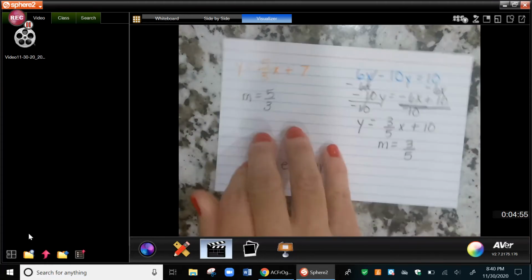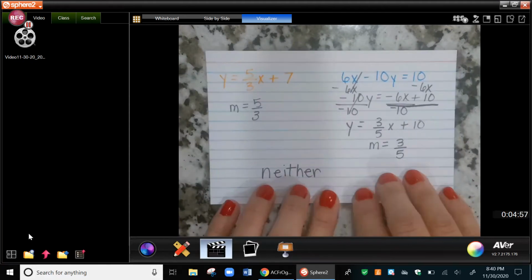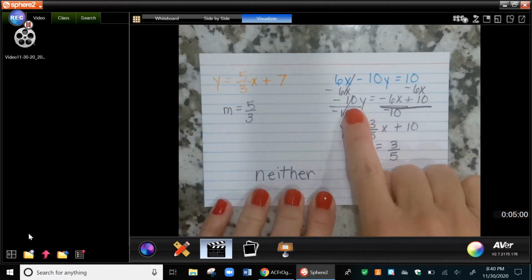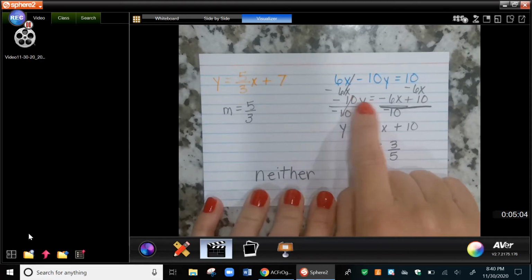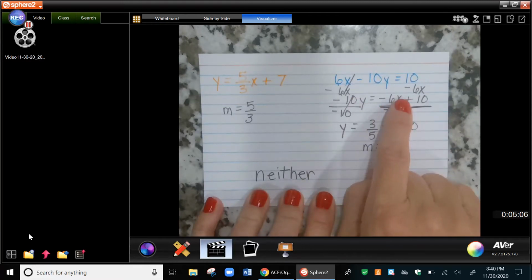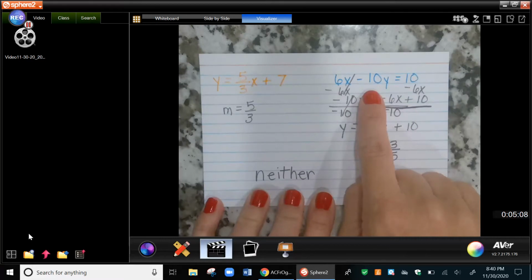Well, I always have to start out by moving my x. So I subtracted 6x. Now, I've got a number in front of y, don't I? Negative 10. So I should divide by negative 10.